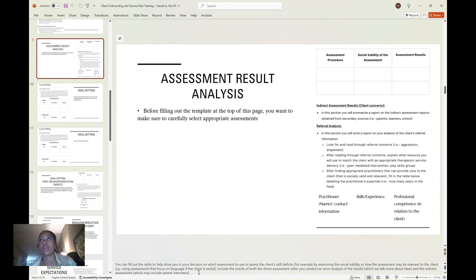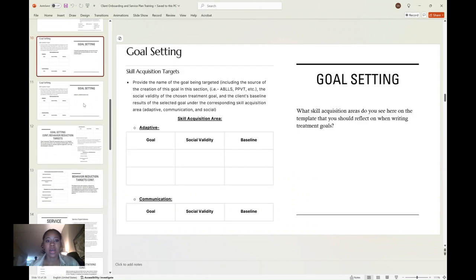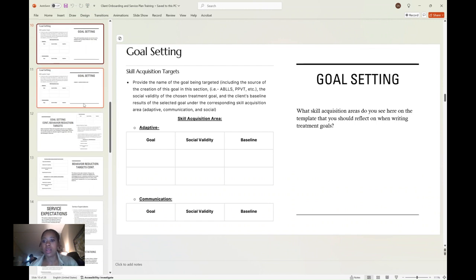So, for example, if your client is nonverbal, it wouldn't be so helpful to obtain an assessment that really focuses on a learner who has a lot more verbal language skills. Additionally, you also want to provide the assessment results and the indirect assessment reports in this section. And for goal setting, what skill acquisition areas do you see here on the template that you should reflect on when writing treatment goals?